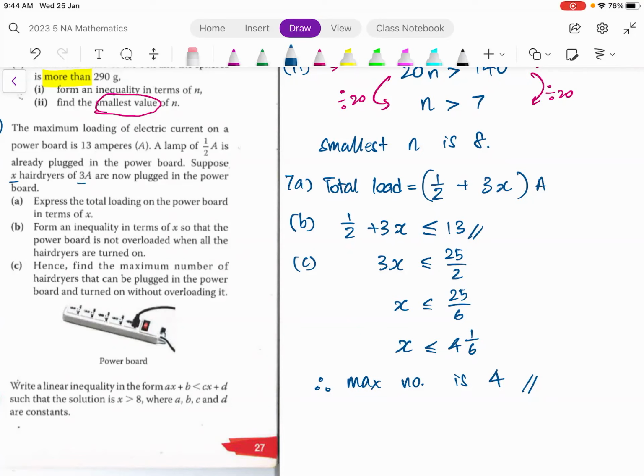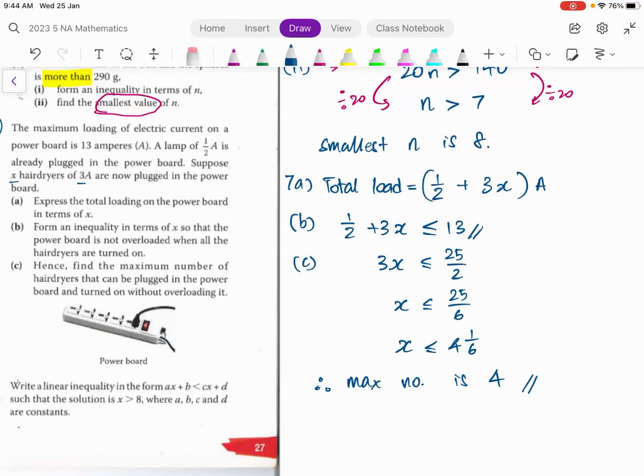Okay, I see that you're all done writing already. Now look at me, listen carefully. When you're doing problem sums on inequalities, the last step has to make sense. They're asking for the maximum number of hair dryers. Your inequality sign should show x less than or equal to 1 and 1/6.